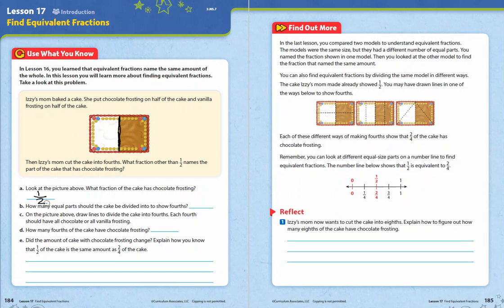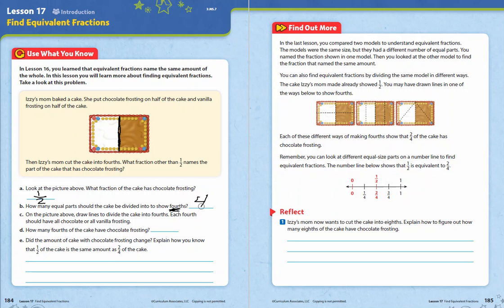How many equal parts should the cake be divided into to show fourths? So if we're going to cut the cake into fourths, the answer is in the word. In the word, we have 4 right here. So we're going to cut the cake into 4 equal parts. C. On the picture above, draw lines to divide the cake into fourths. Each fourth should have all chocolate or all vanilla frosting.